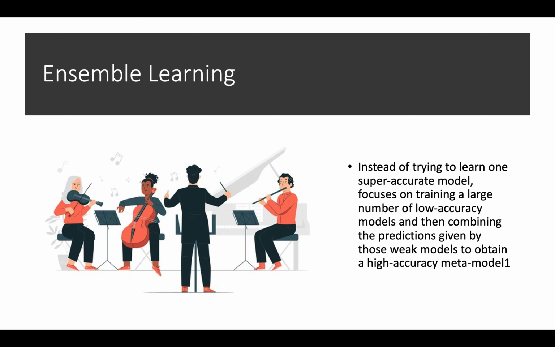Another approach to boost the performance of simple learning algorithms that we learned so far is ensemble learning. Ensemble learning is basically a learning paradigm that, instead of trying to learn one super accurate model, focuses on training a large number of lower accuracy models and then combines the predictions given by those weak models to obtain a high accuracy meta model. Low accuracy models are usually produced by weak learners, that is, learning algorithms that cannot learn complex models, and are typically fast.